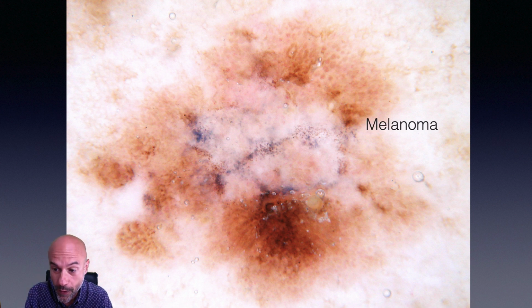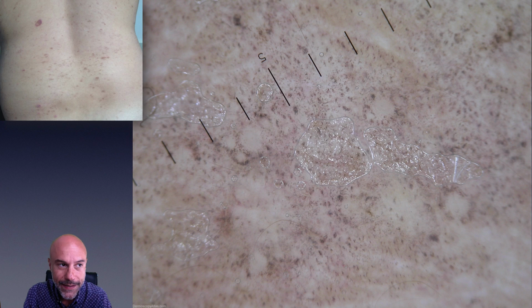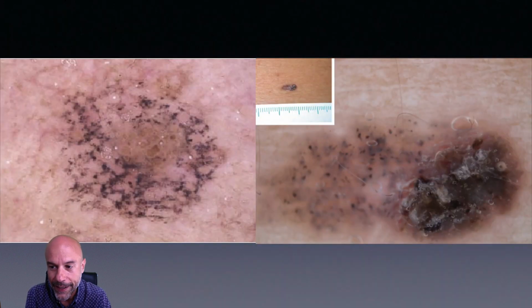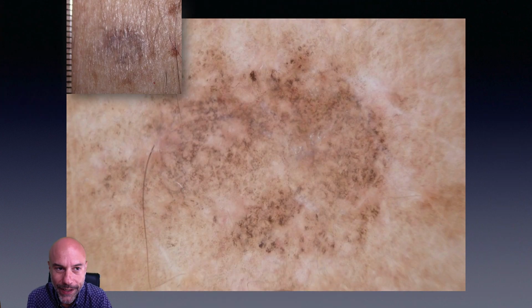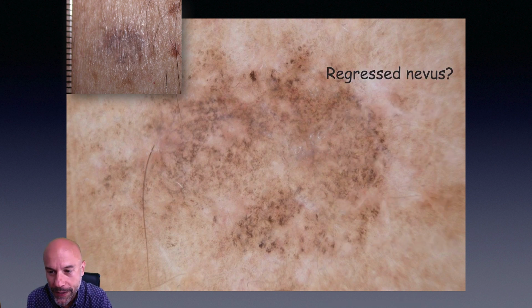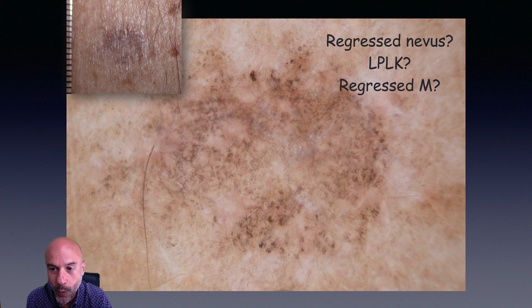This is a melanoma. The next image is something completely different. It's an inflammatory disease. It's a lichen planus. The next case are two examples of a regressive seborrheic keratosis, so lichenoid keratosis, lichen planus-like keratosis. The next one is again not neoplastic, it's a case of erythema dyschromicum perstans, and the next one is a fixed drug eruption.